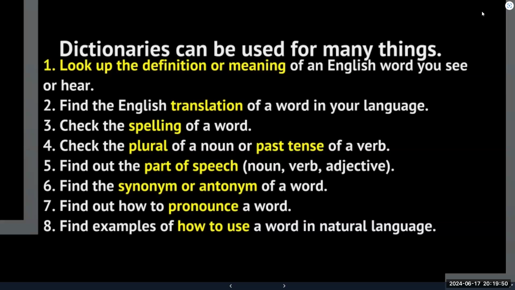You can also find the synonyms and the antonyms of the word. That means words, synonyms, I keep wanting to say cinnamon, sound that. Anyways, that is the words that mean the same thing. And antonyms is words that mean the opposite. So you can also find that information in the dictionary.